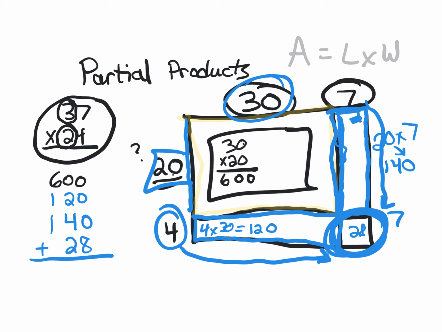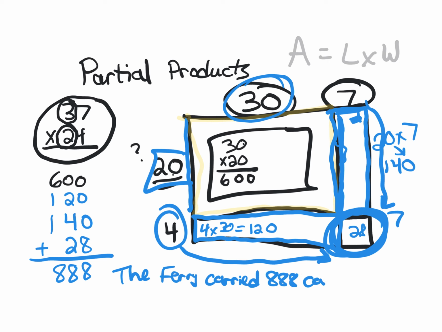We're going to add all of these together, and when we do, you should get 888, which means the ferry carried 888 cars on the weekend. And hopefully no more of those pirates.